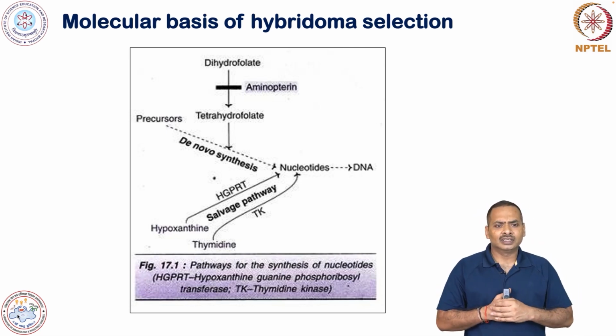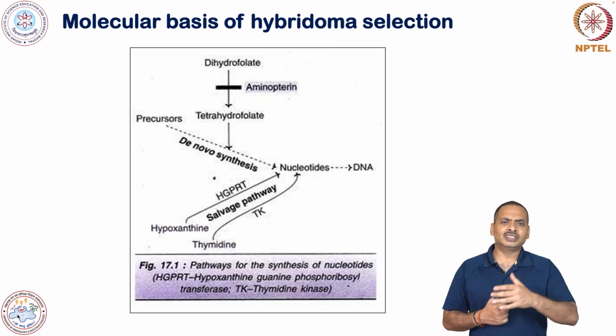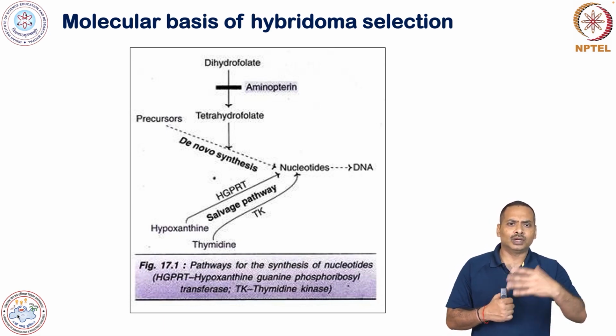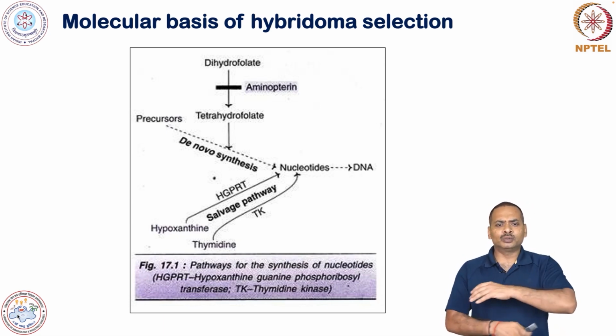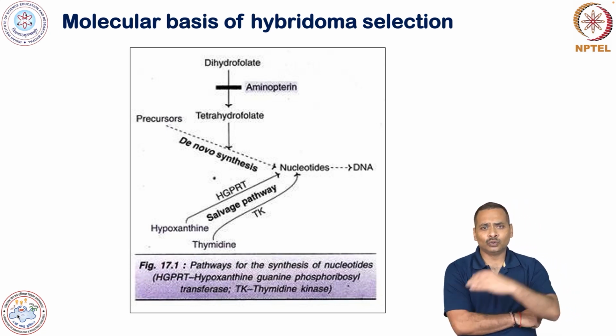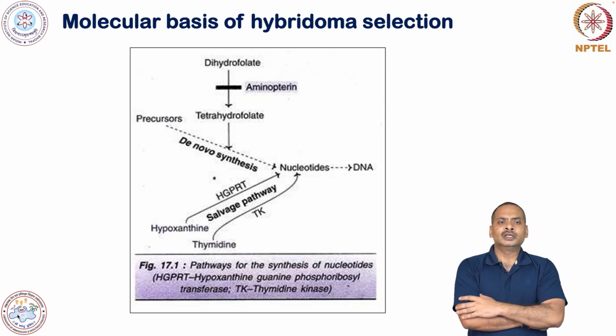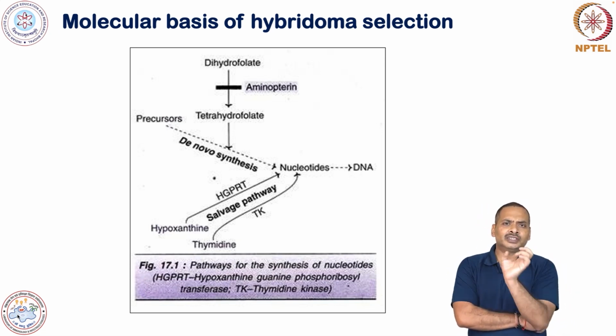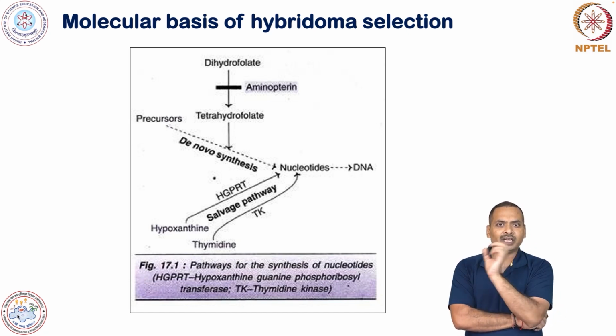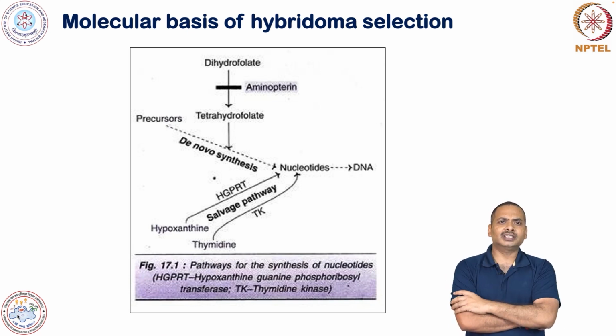Here you can see a very nice schematic of the molecular basis for hybridoma selection, whatever I have explained. In that way we can isolate the hybridoma, the fused cell of spleen and melanoma cell, which we also call a hybridoma.